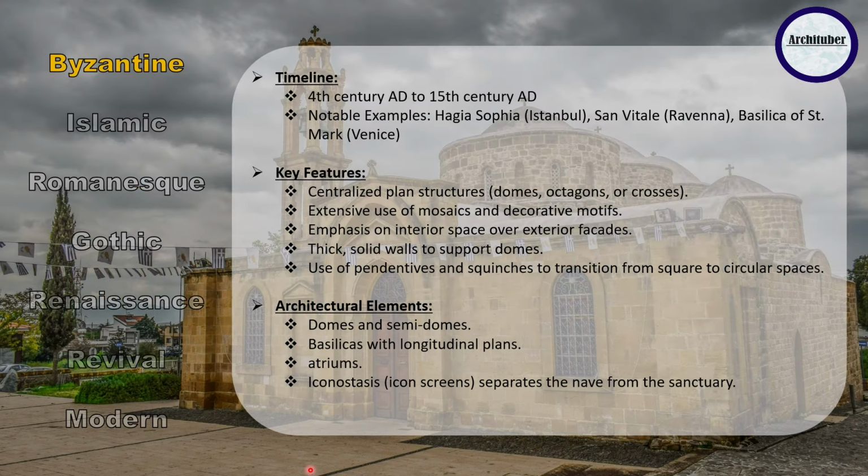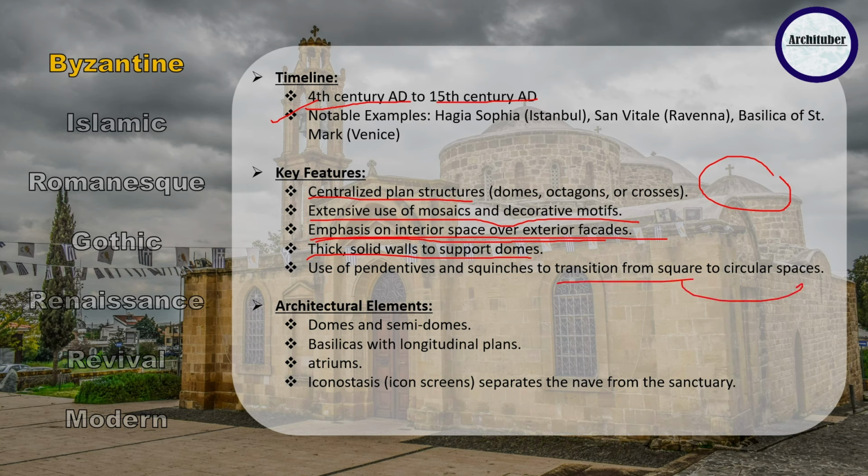Now discussing the Byzantine period. It lasted from the 4th century AD to the 15th century. These are some of the examples. Now talking about the key features, it had centralized plan structures, extensive use of mosaic and decorative motifs, and emphasis on interior spaces more than exterior facades. Thick solid walls were used to support dome-like structures, with squinches to transition from square to circular spaces.